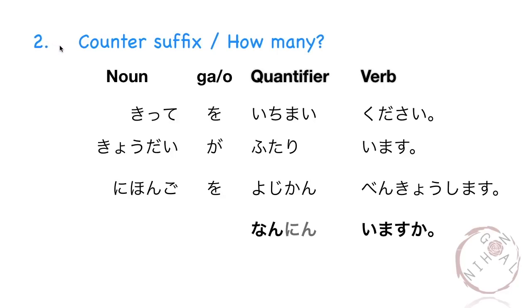Next are the different counter suffixes and how to ask how many using those suffixes. For example, 切手を1枚ください。兄弟が2人います。日本語を4時間勉強します。And to ask the question how many, we add nan before the suffix counter. For how many people, we say nannin. For mai, we say nanmai. For hours, we say nanjikan, and so on.